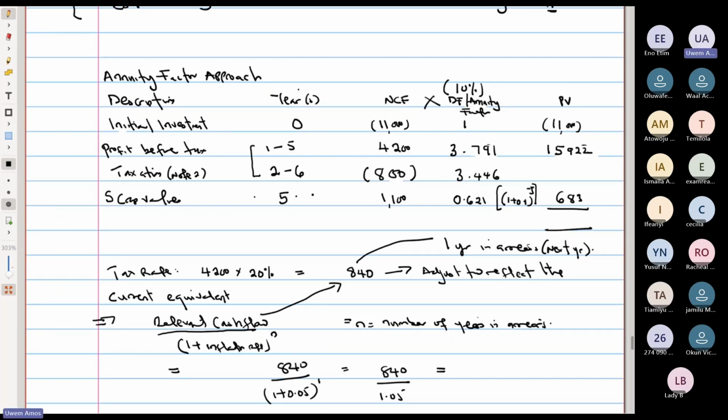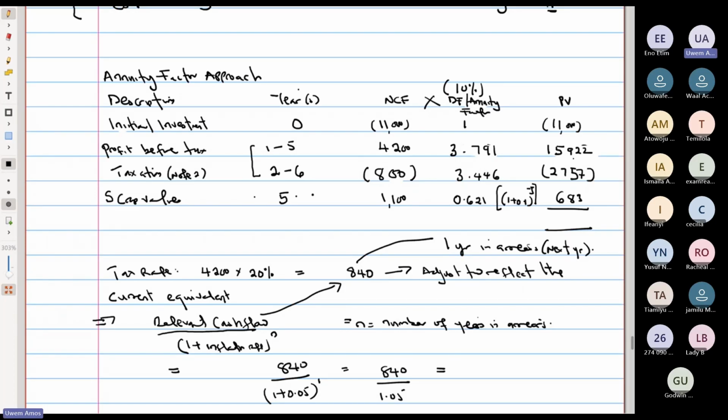15,922. Quickly round this up, I won't spend a lot of time with the explanation. Multiply by 3.446. 2757. So this is tax. This is minus. This is 15.